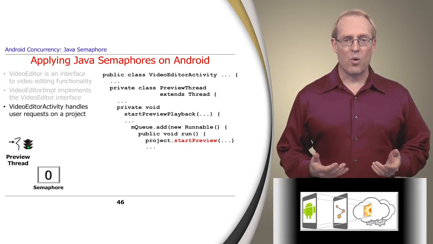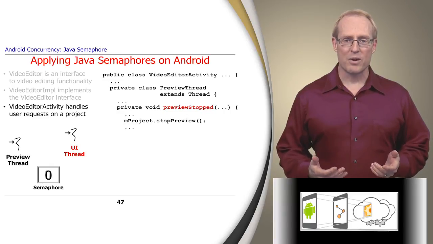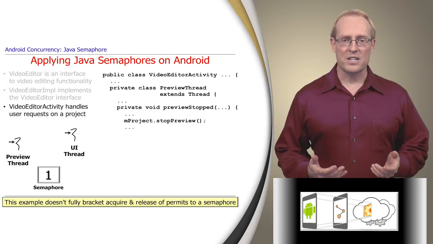If the user wants to stop watching the current preview, the preview stop method is called from the user interface thread, which in turn calls the video editor Impl stop preview method that releases the semaphore so the next preview can run in the background thread. Unlike our previous example that used a semaphore to schedule access of image rendering threads to processor cores, the video editor activity does not use a fully bracketed model, since the background thread that acquires a semaphore is not the same as the user interface thread that releases it.